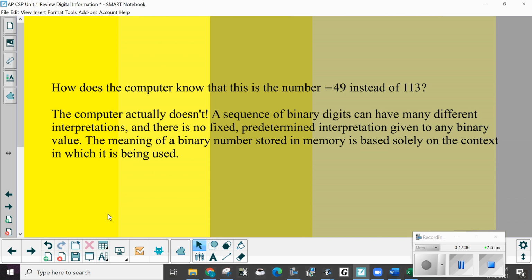But how does the computer know that this is the number -49 instead of 113? Because if you counted that 1 as just another value, it would be 113. Well, the computer actually doesn't. A sequence of binary digits can have many different interpretations, and there is no fixed predetermined interpretation given to any binary value. The meaning of a binary number stored in memory is based solely on the context in which it is being used.